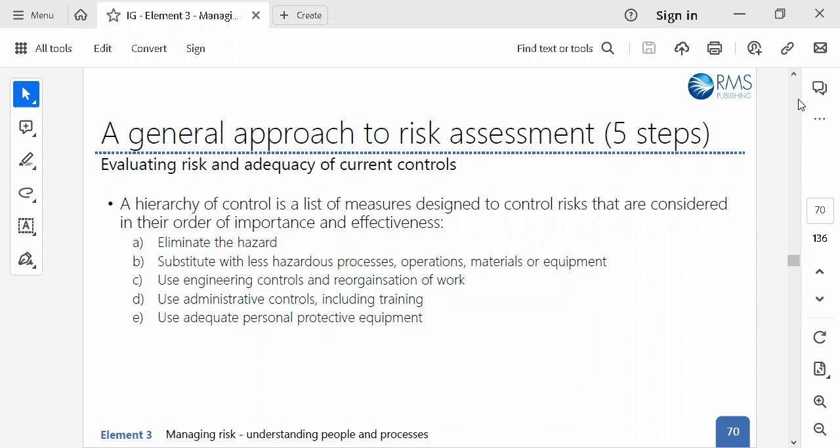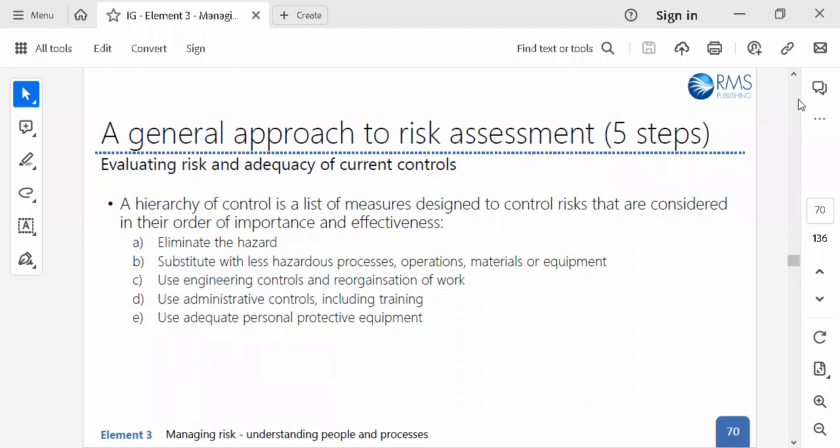First, we will eliminate the hazards. If we cannot eliminate the hazard, then we will substitute that hazard with less hazardous materials. If we cannot substitute, then we will use the engineering control. We will isolate the hazards, or we will enclose the hazards in engineering control. Then, if we cannot, we will use the administrative control.